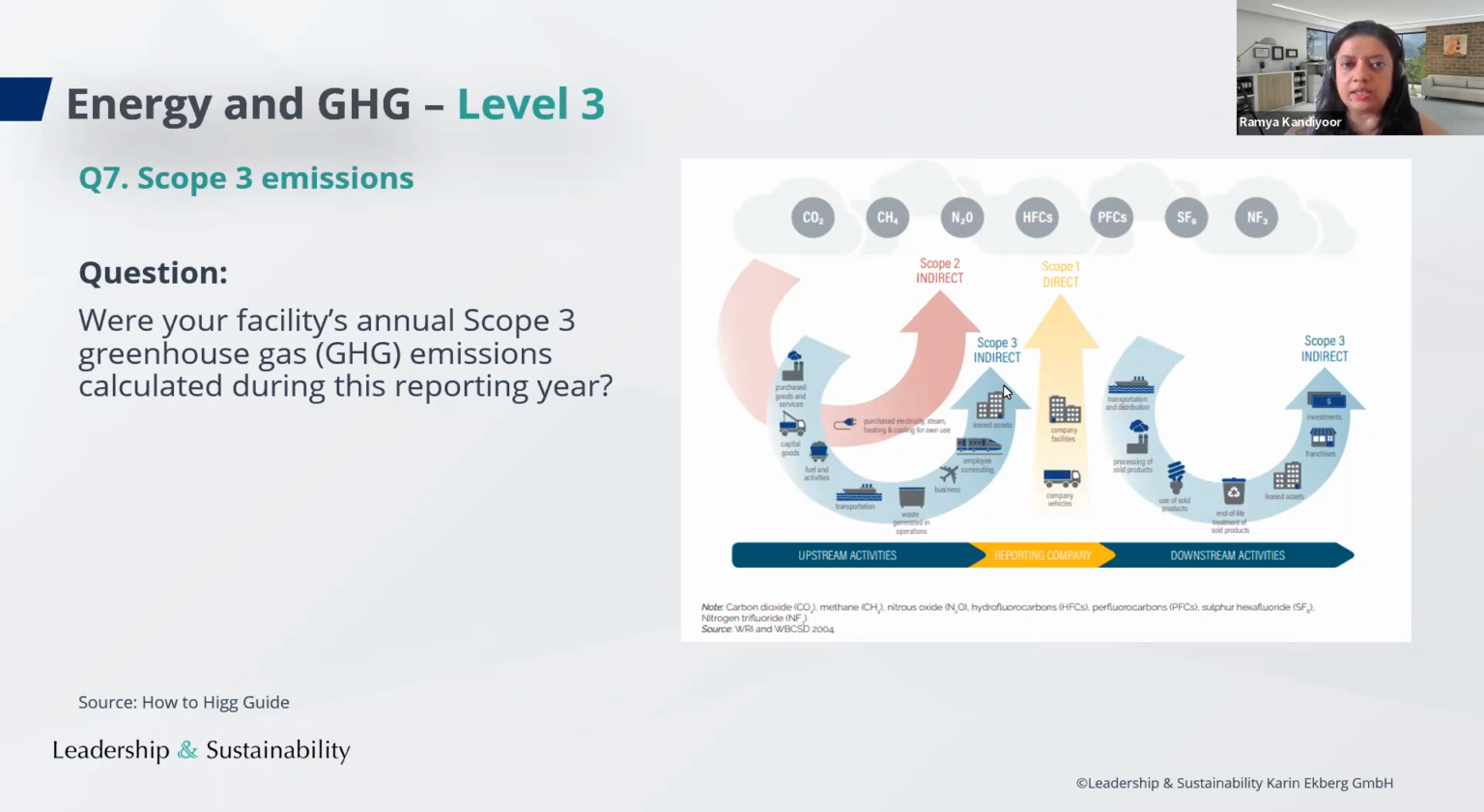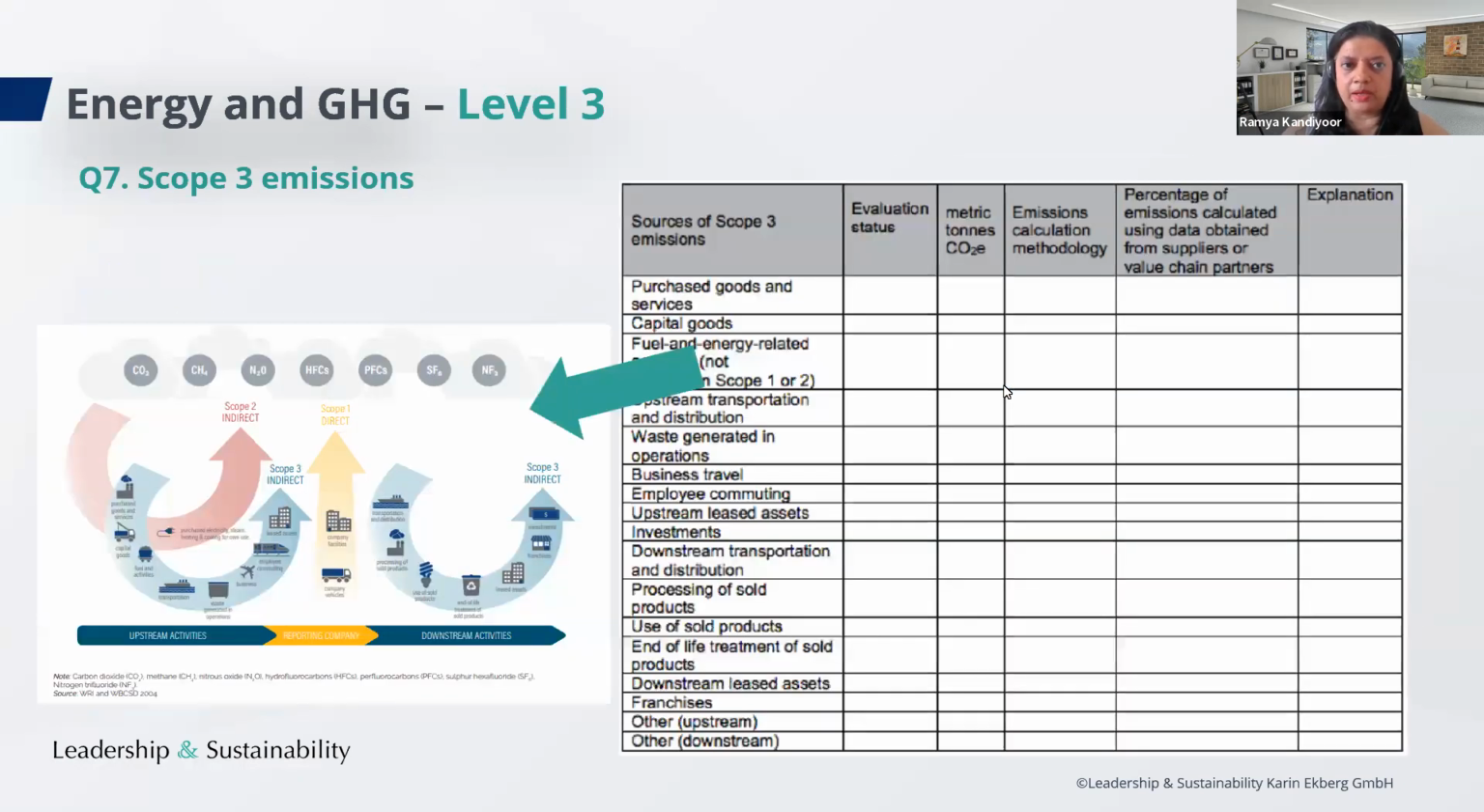And here you see the 15 different categories for scope 3 emissions. In this picture here, you have both your upstream activities as well as your downstream activities. So all of that contributes to your scope 3 emissions, and you can start to report it. And here we again have provided you with how you would be able to tabulate all of your scope 3 emissions in order to start the reporting.